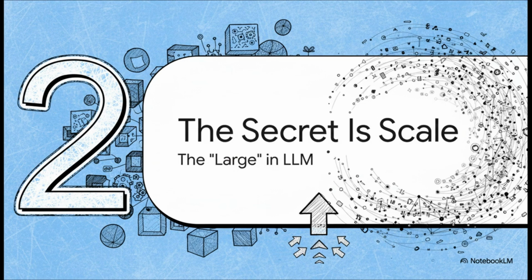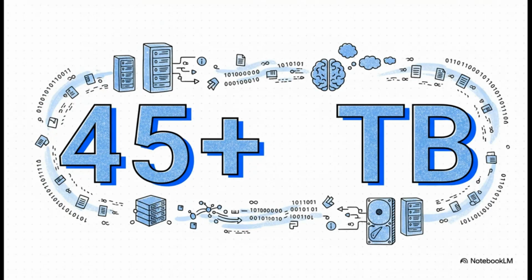And let me tell you, when we say large in large language model, we are not exaggerating. First, let's talk about the data. We're talking about models trained on over 45 terabytes of text data. Now, to put that into perspective for you, the entire English version of Wikipedia is only about 25 gigabytes. We are talking about a library of information so huge, it's honestly hard to even wrap your head around it.